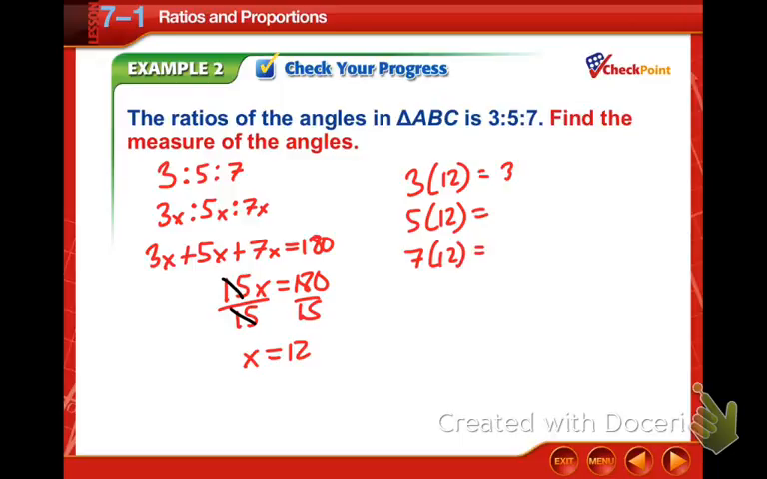3 times 12 is 36. 5 times 12 is 60. And 7 times 12 is 84. And once again, these need to add to be 180. And so these all should add to be 180, and they do.